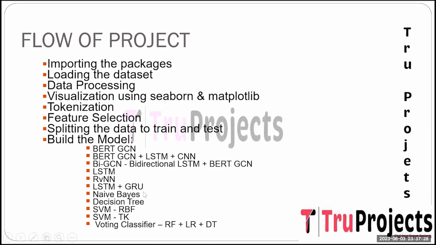And the next one is naive Bayes. It is a probabilistic algorithm and despite its simplicity, it is efficient for text classification tasks. It serves as a baseline model to gauge the performance of the more complex approaches. And the next one is decision tree. It is an intuitive model that partitions the data based on the feature values.